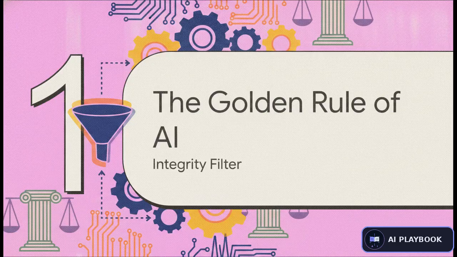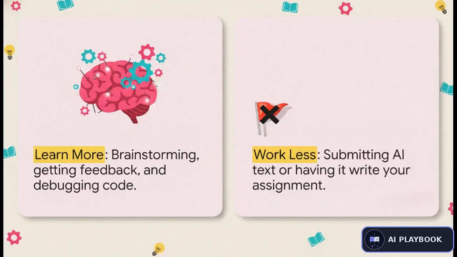All right, let's jump right into section 1, the golden rule of AI, your academic integrity filter. So before we touch a single piece of software, we need a filter. There's a crystal clear line here between discipline and, well, laziness. Everything you do with AI has to fit under the learn more category. That means using it to brainstorm an essay angle, getting feedback on a rough draft, or asking it to explain a really complex concept over and over until it finally clicks in your brain.